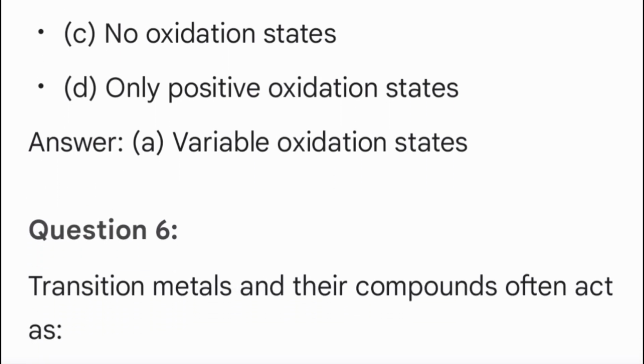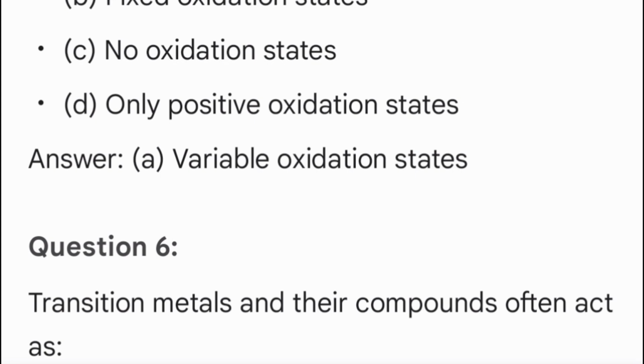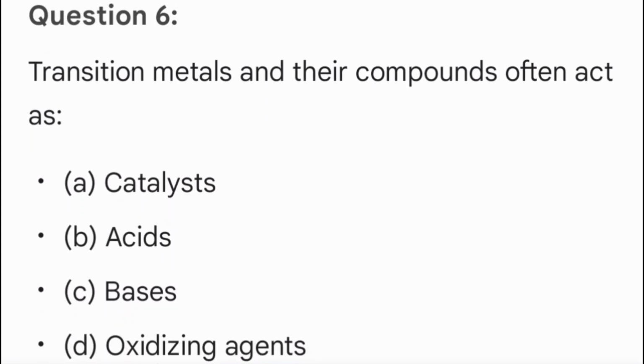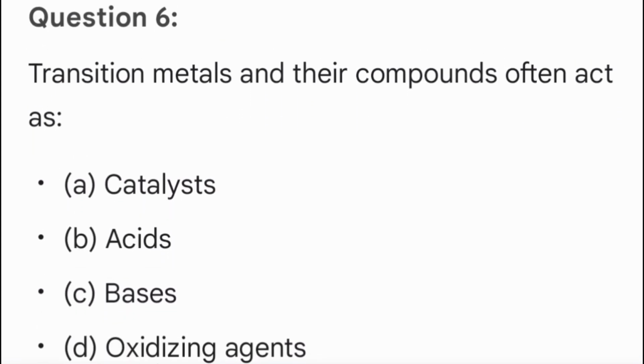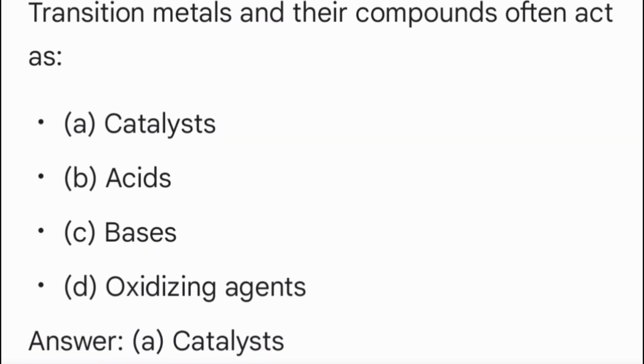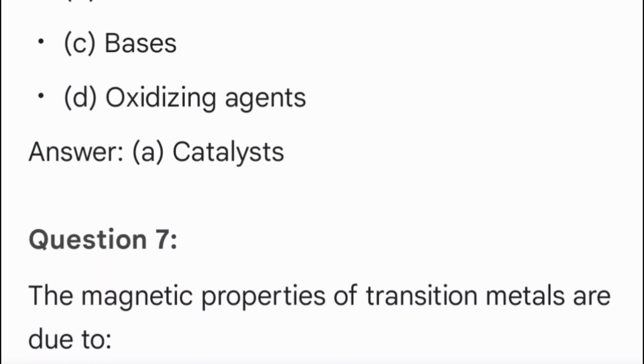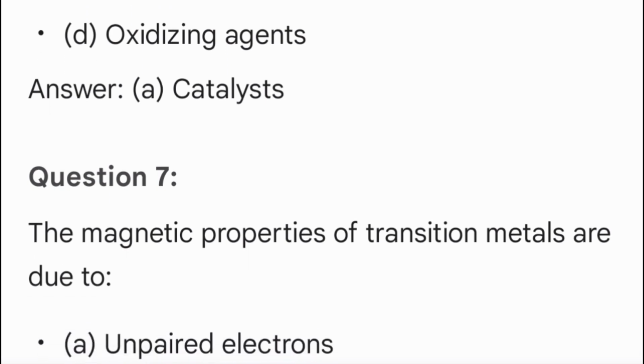Question 6. Transition metals and their compounds often act as A. Catalysts. B. Acids. C. Bases. D. Oxidizing agents. Answer. A. Catalysts.